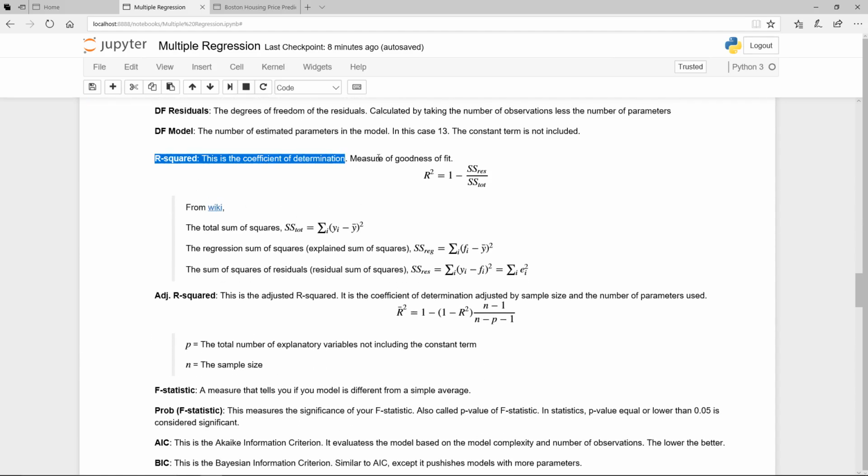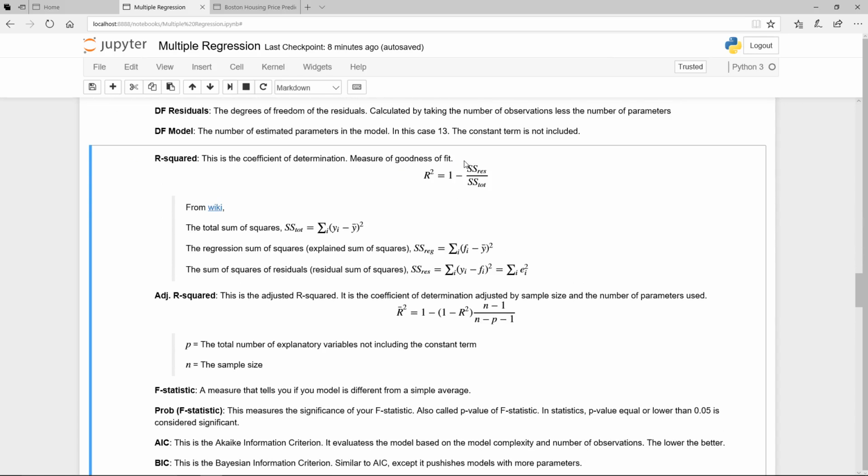A couple of other things. R-squared is the coefficient of determination, and it measures the goodness of fit. I won't go through these in detail. In essence, it's telling you how much your model can explain the variability of the underlying data itself. The adjusted R-squared is something that you will use.